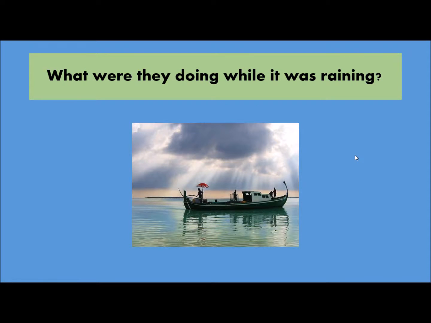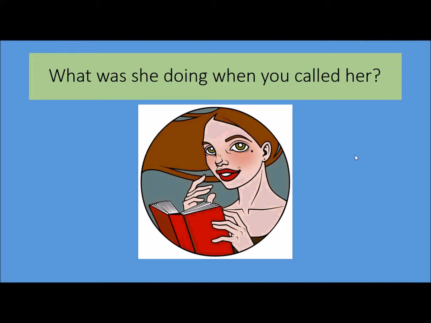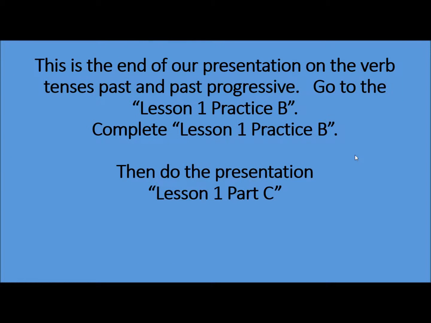Here's another example. What were they doing while it was raining? Answer: they were sailing. The verb tense is a simple past progressive. Here's another example. What was she doing when you called her? Answer, she was reading a novel. What's the verb tense? The past progressive.